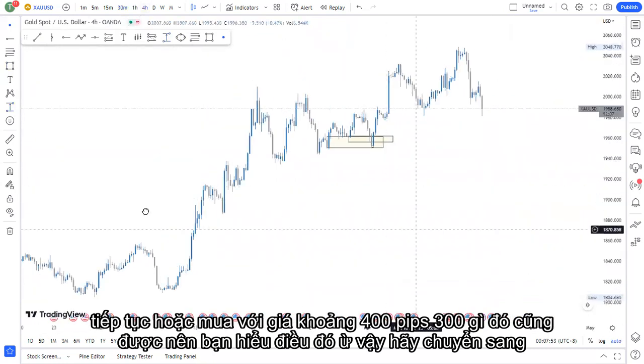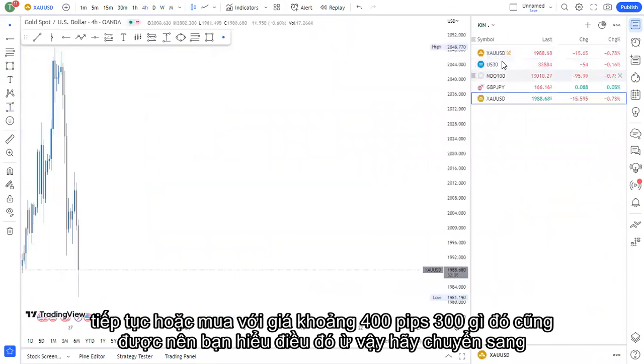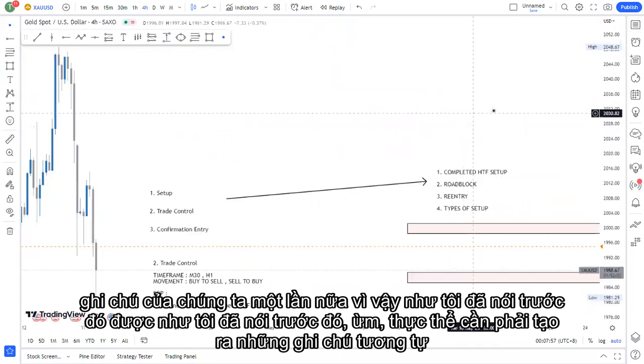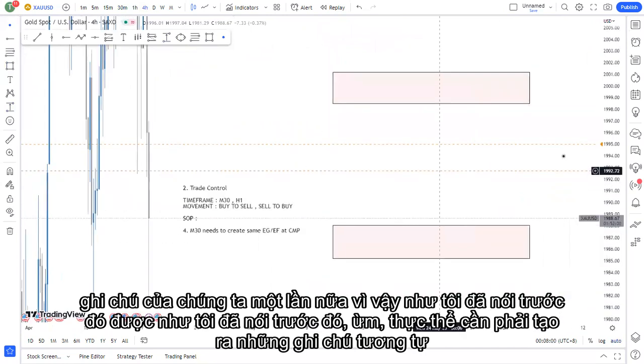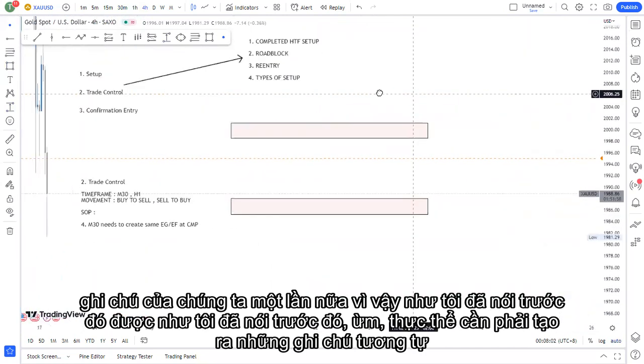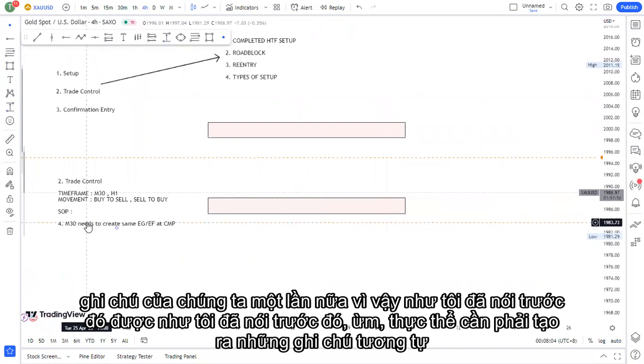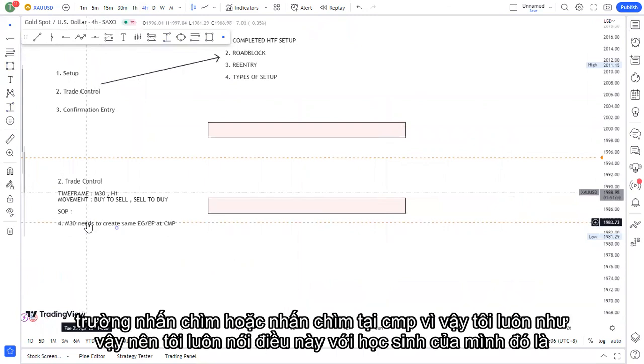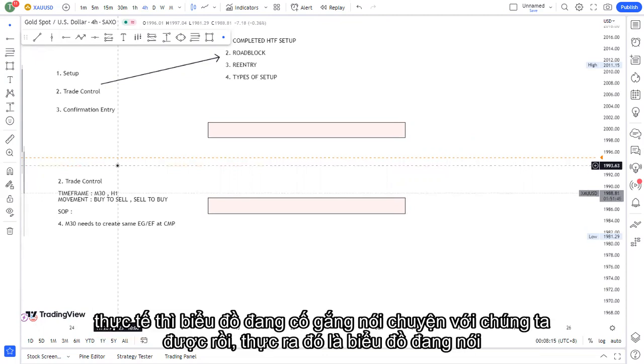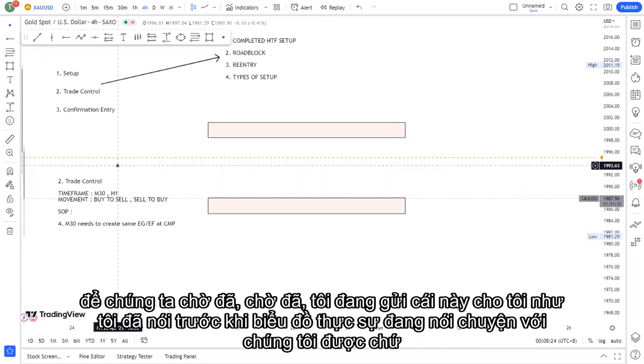Yeah, understood. So let's move to our notes again. Like I said before, the entity needs to create the same engulfing or engulfing fail at the CMP. I always tell this to my students: the chart is actually trying to speak to us.